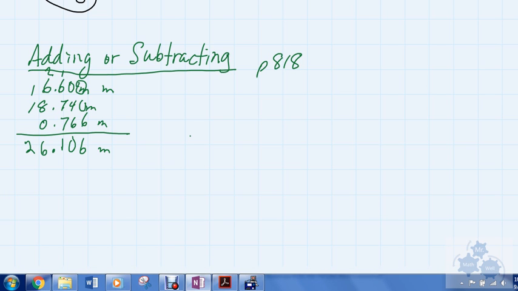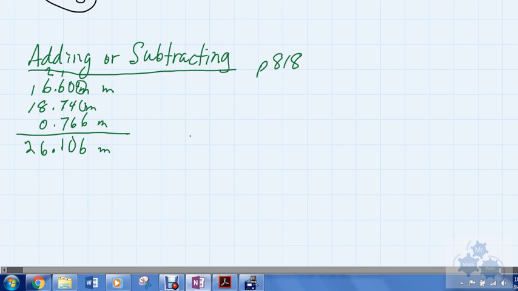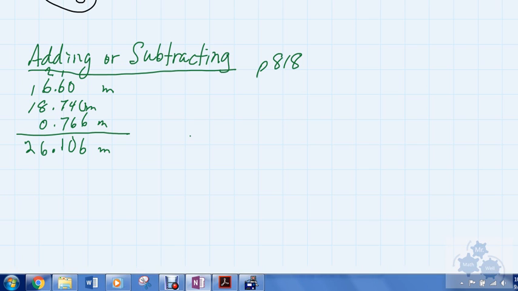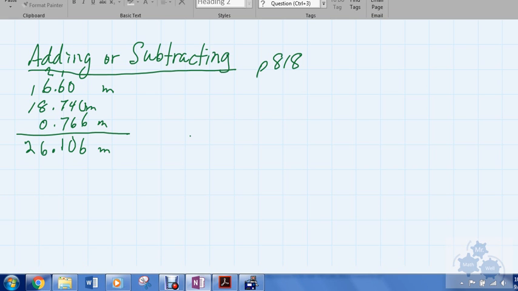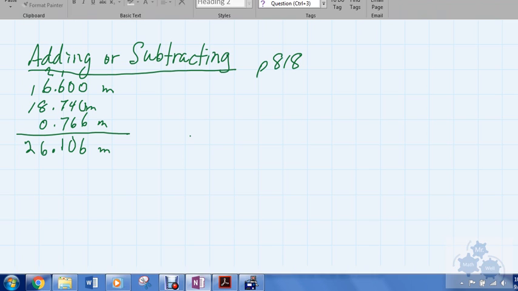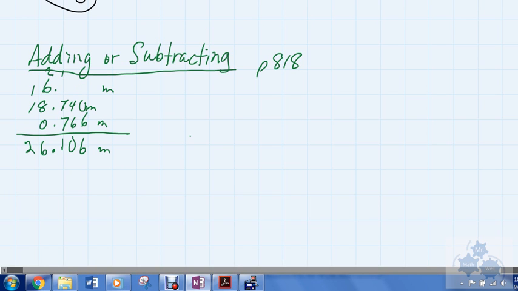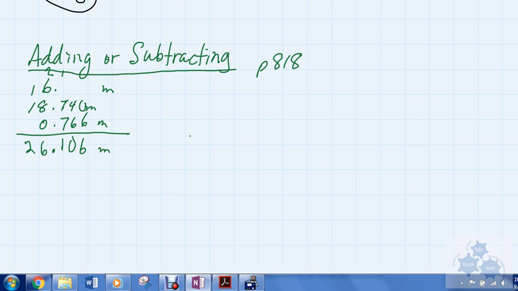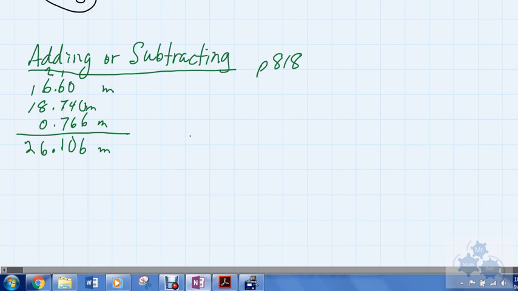Now, when it comes to your final answer and wondering about sig figs, it's not the same as multiplication. You don't worry about the fewest number of sig figs only. What you're worried about is the precision here. See how I added these zeros? Those zeros weren't there to begin with. And so really, if you think about it, this measurement was only precise to 1 decimal place.